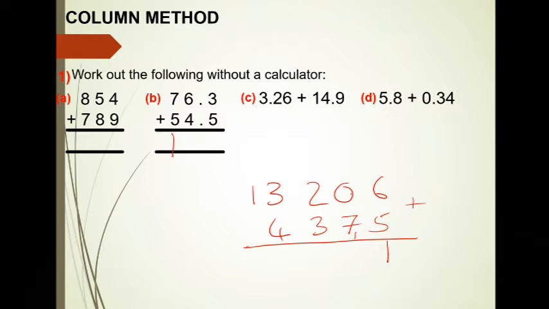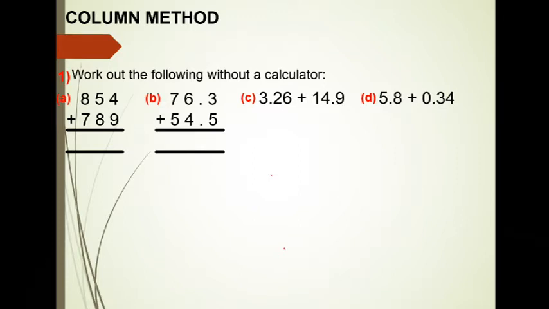You then add up this column. Nothing plus 7 is 7, plus 1 is 8, 2 plus 3 is 5, 3 plus 4 is 7, and finally 1, and if there's nothing there, it's fine just to add a nothing and just write 1.